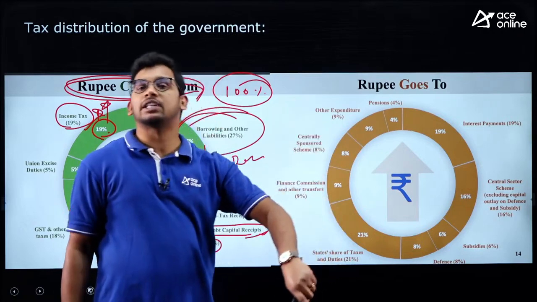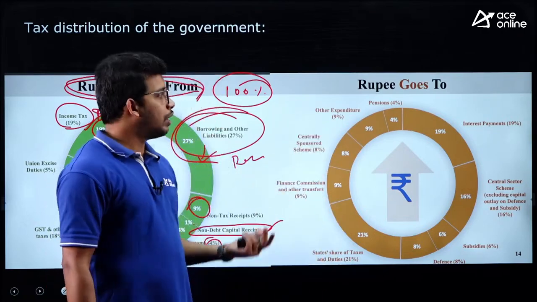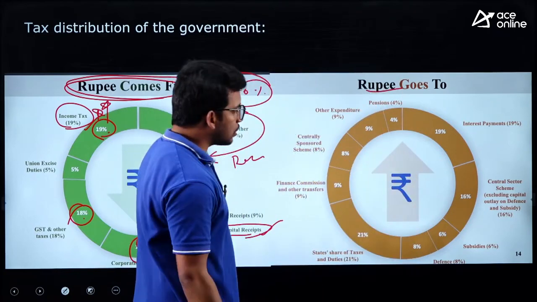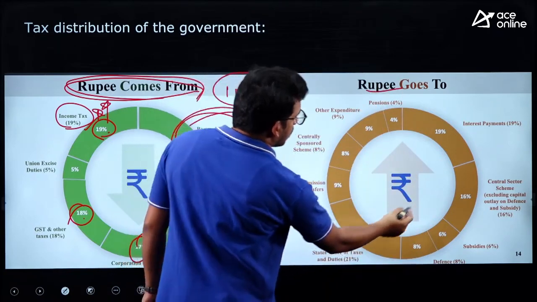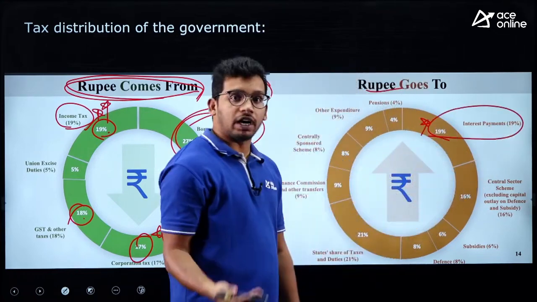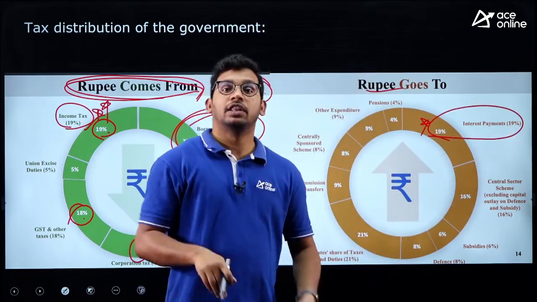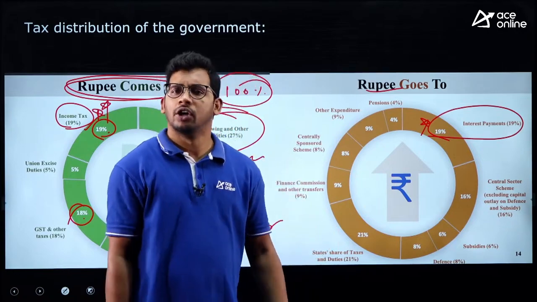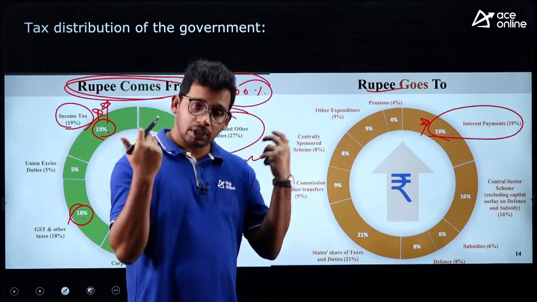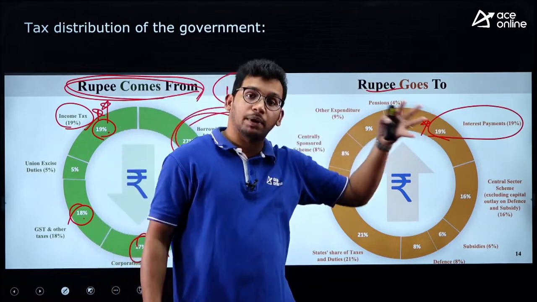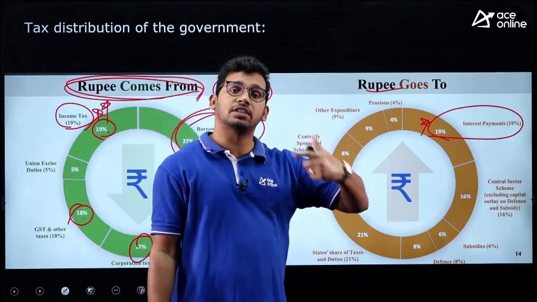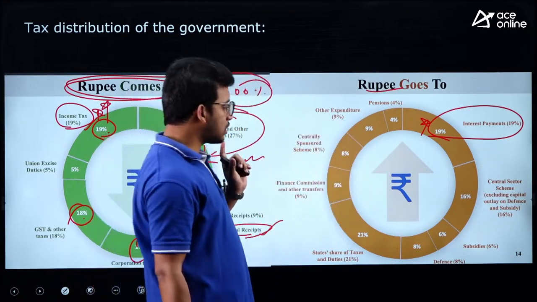Now where the government expenditure is going, that is also important. The highest rupee goes for interest payments. A very bad thing this is, because whatever loans the government has taken previously, they need to pay back the interest. For example, you have taken a home loan of 60 lakhs, you need to pay interest on it to the bank. So that is bad money for the government. Out of the total money, 19% is wasteful money, right. So that is one thing.